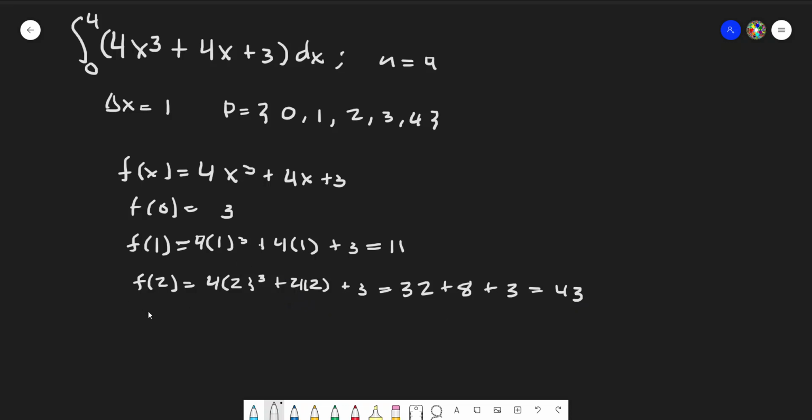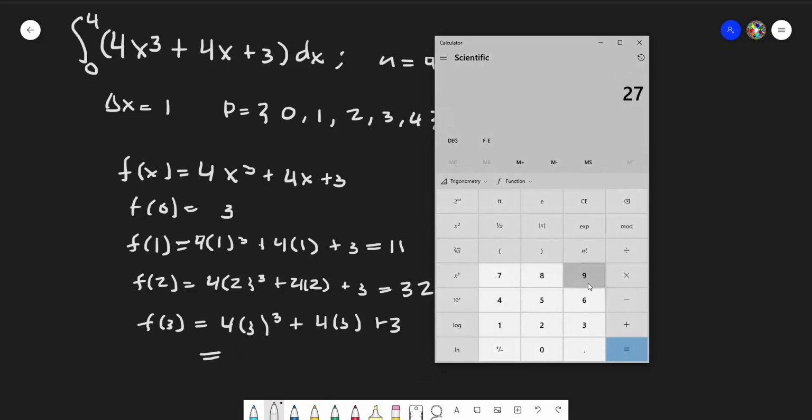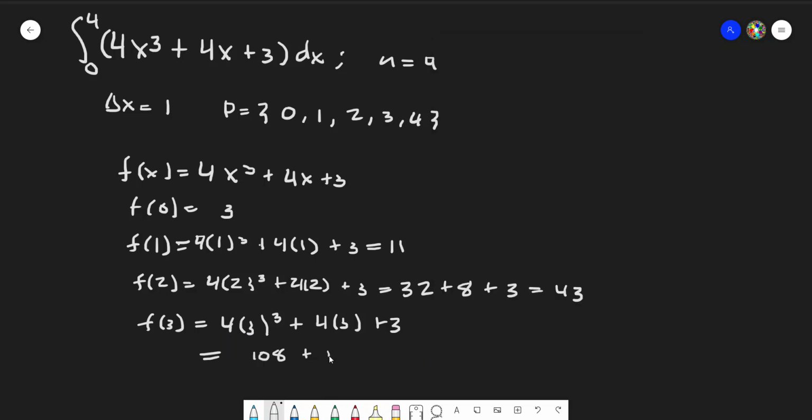Okay, so 43. Next we have f of 3, and that's going to be 4 times 3 cubed, plus 4 times 3 plus 3. And that's going to be 27 times 4, which is 108. So we have 108 plus 12 plus 3. So basically this is going to be 123.